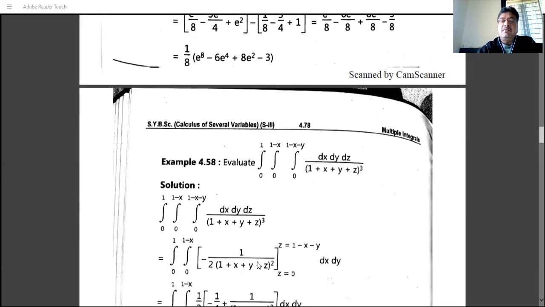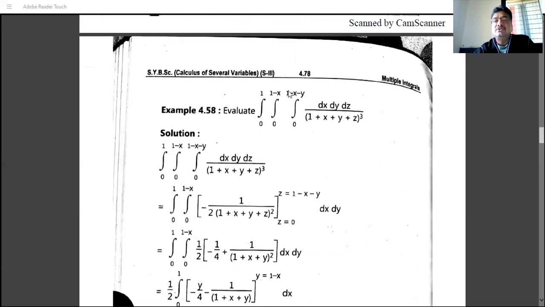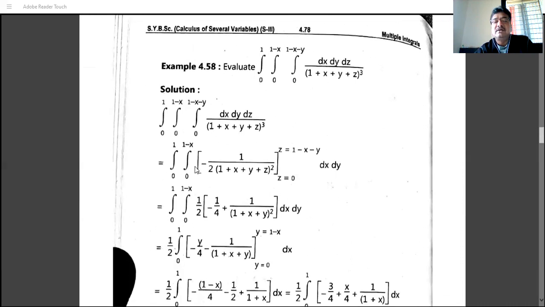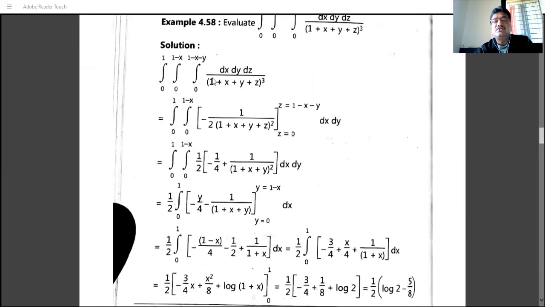Okay. Similar problem, evaluate integration 0 to 1, 0 to 1 minus x, 0 to 1 minus x minus y. This limit is in terms of x and y. So this is limit on z, this is limit on y, and this is limit on x. So write that sequence. That is first dz, then dy, and then dx. And so here the integration is with respect to z, means 1 plus x plus y are constant. And so it is 1 plus x plus y plus z raised to minus 3.